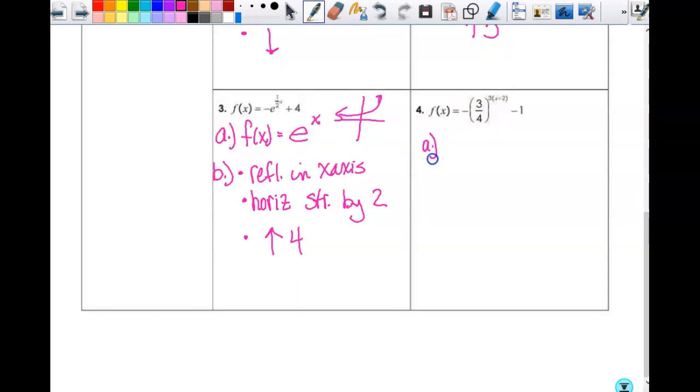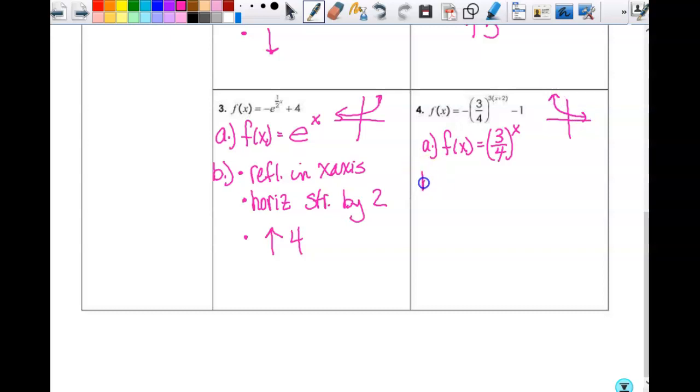What's the base here in number 4? Good, 3/4. F of x equals 3/4 to the x power. Now, this has to be in parentheses, because if not, it's going to look like 3 to the x divided by 4, and that's not what we want, right? So if your base is a fraction, it's got to be in parentheses. So is this exponential growth or decay? Decay, because that's less than 1, so it's going to look like that.